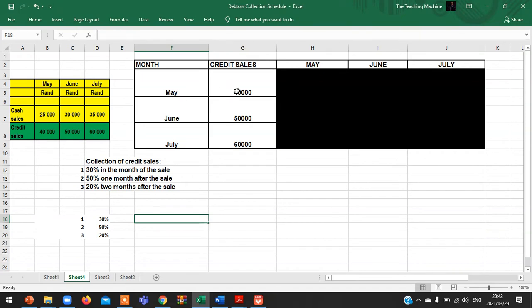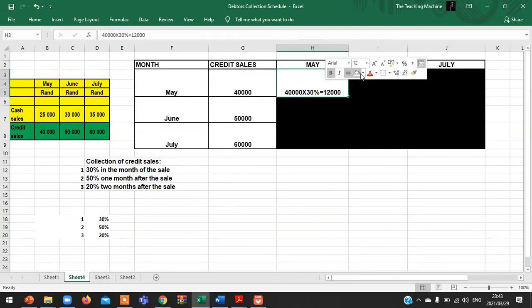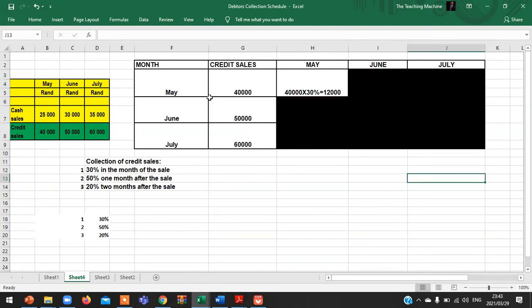Okay, in May, we have credit sales of 40,000 rands. So from May to May, it's 1 month. From 1st May to the end of May, it's 1 month. So your 1 here says collect 30%. So what is 30% of 40,000? Okay, let me unhide. It's 12,000. And then from May to June, it's 2 months.